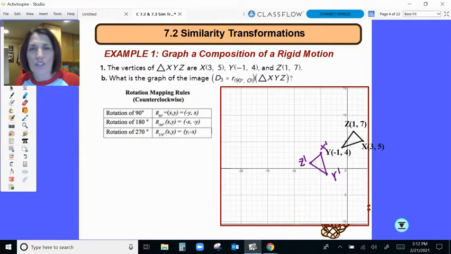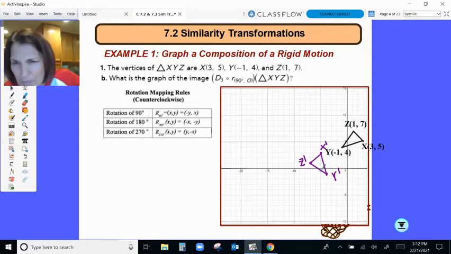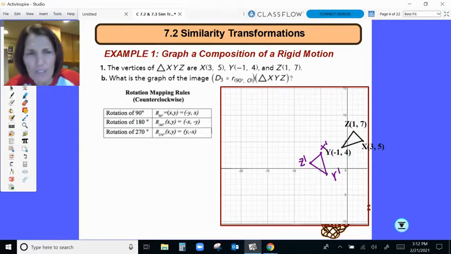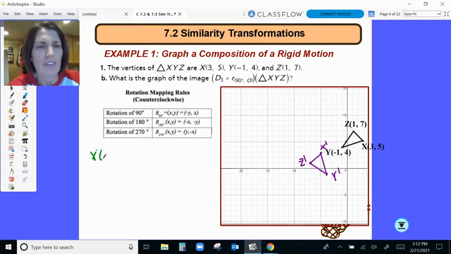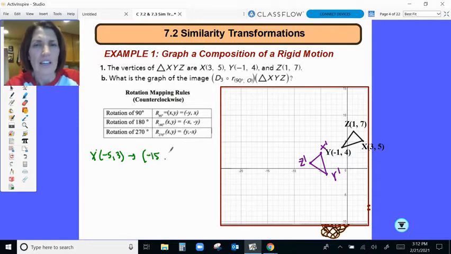Now the next thing I need to do is dilate it by 3. I'm going to take all my coordinates here. My x prime is at -5, 3. If we dilate that by 3, that's going to give us -15, 9. That's going to be my x double prime. My y prime is at -4, -1.